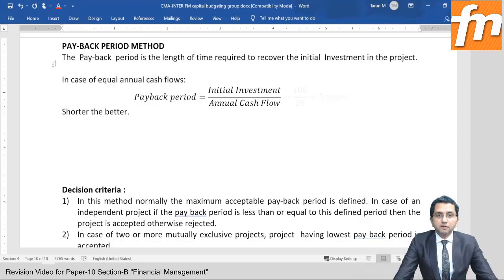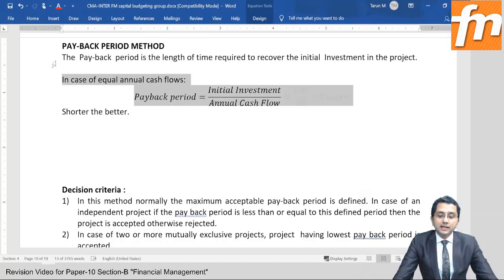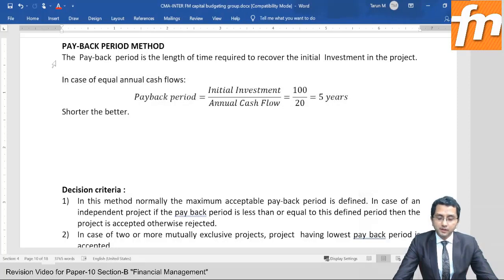So if you are making investment of 5 lakh rupees and this 5 lakh rupees principal amount alone will be recovered say in 3 years, then I will say that the payback period is 3 years. If the annual cash inflows are equal, payback period can be calculated with the help of this formula, which is initial investment divided by annual cash flows. For example, if initial investment is 100 crore rupees and annual cash inflow is 20 crore rupees, 100 crore divided by 20 crores gives you 5 years of payback period.